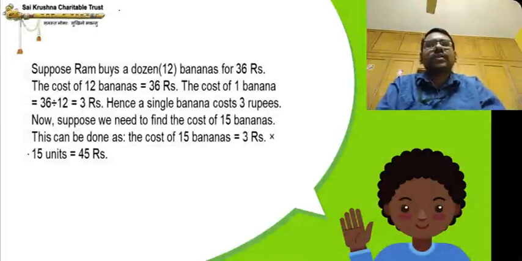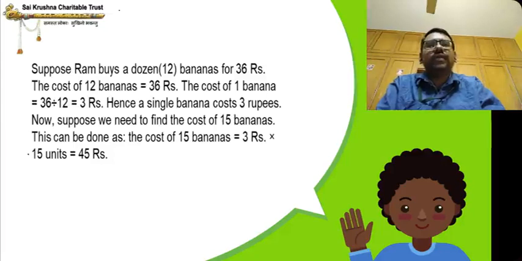Now, one more example. Suppose Ram buys a dozen. Dozen means what, children? 12. Okay, 12 is called a dozen. 12 bananas for 36 rupees. Suppose you want to find the cost of one banana. What is the rule in the unitary method? You have to do division. 36 divided by 12, which is 3 rupees. Hence, a single banana costs 3 rupees.